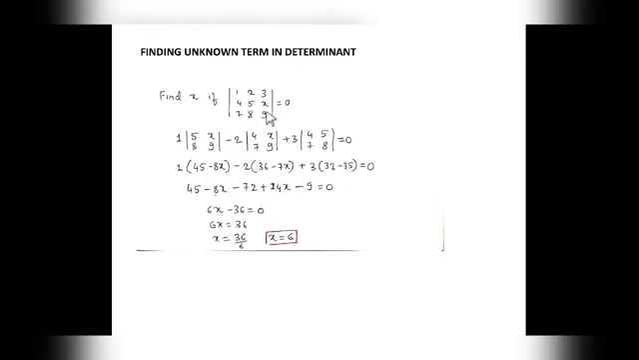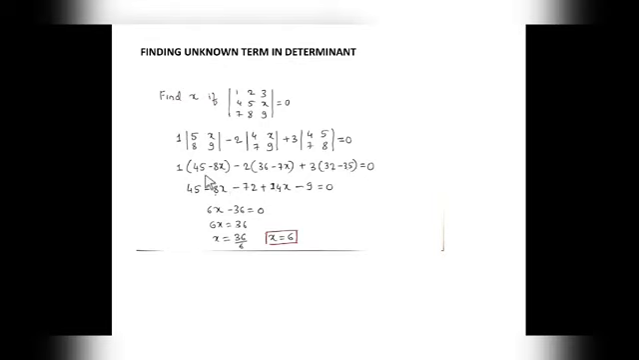Now we'll expand this determinant along the first row. 1 into the minor of 1, which is 5, x, 8, 9, I have taken here, minus 2 into the minor of 2, which is 4, x, 7, 9, plus 3 into the minor of 3, which is 4, 5, 7, 8, is equal to 0. 1 into 5 9s are 45 minus 8 into x is 8x, minus 2 into 4 9s are 36 minus 7 into x is 7x, plus 3 into 4 8s are 32 minus 7 5s are 35, is equal to 0.